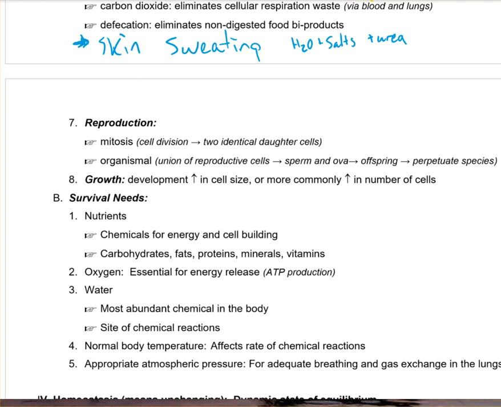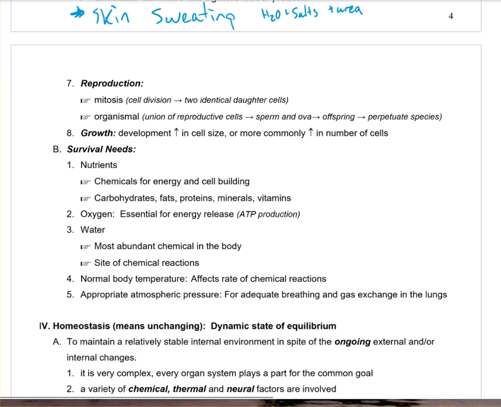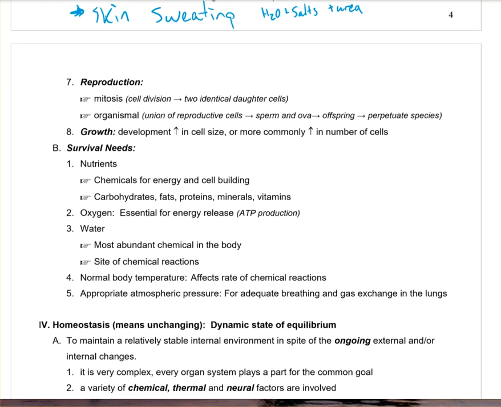Okay, and then the last two, which are on the next page here, are reproduction and then growth. And so reproduction, we can have mitosis reproduction, which is cell division, and we can have organismal reproduction, which is actually where the sperm and egg produce offspring and perpetuate the species. So both reproductions are done, in the case of mitosis all the time in your body, and in the case of organismal in order to perpetuate species.